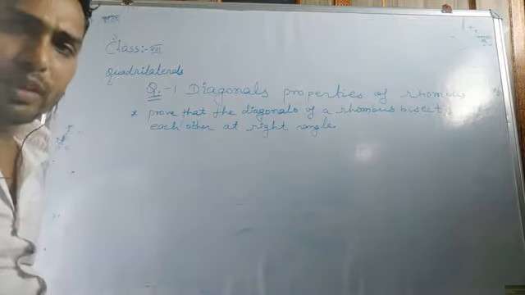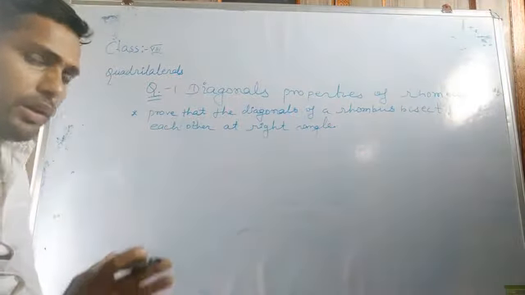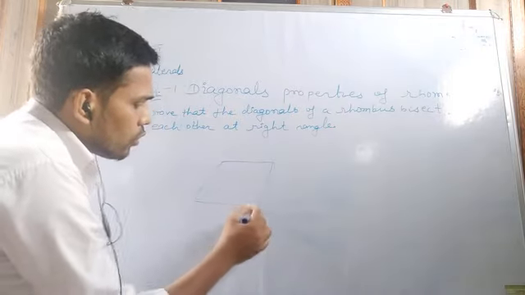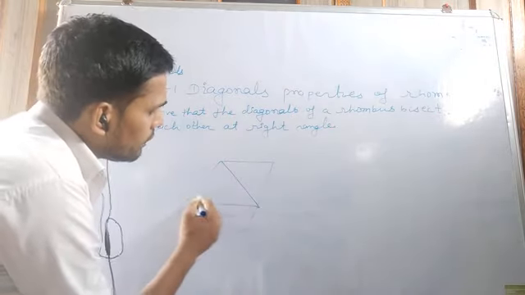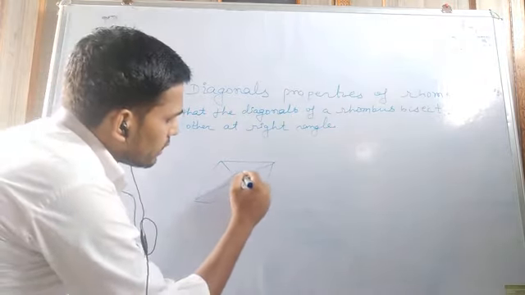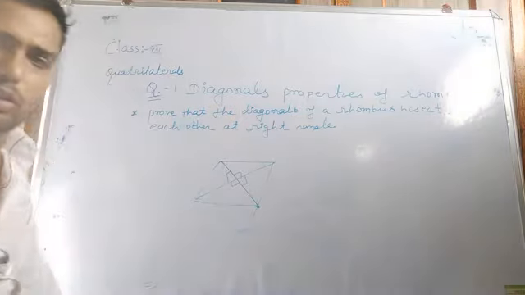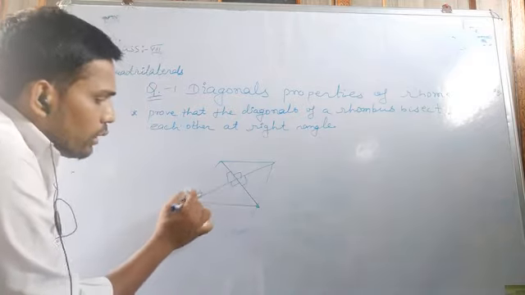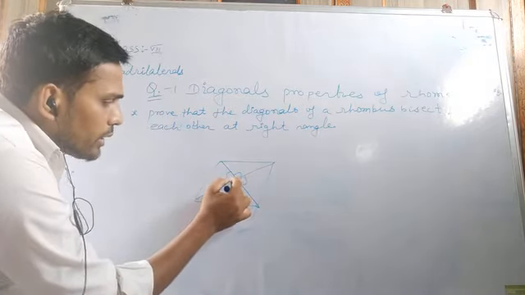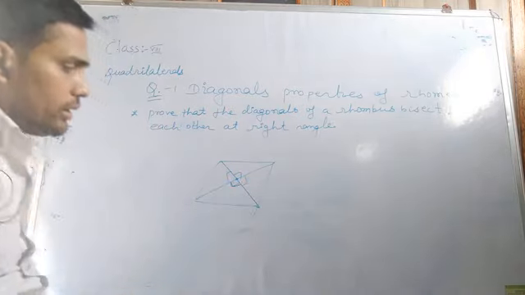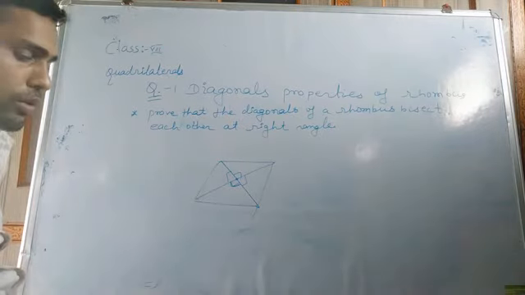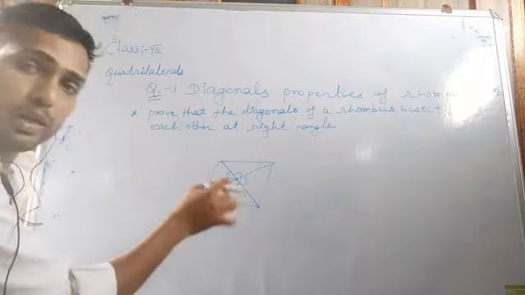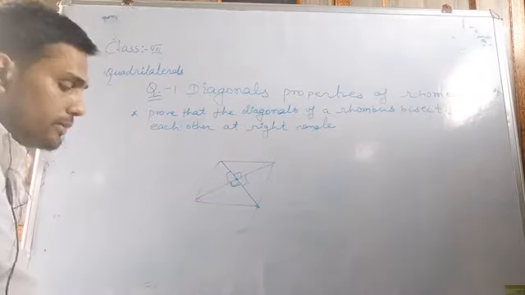Actually, students, we know that in a rhombus, where the diagonals meet at any point, they are making 90 degrees, a right angle. We know that. Then we have to prove that they are making a right angle. That we have to prove.